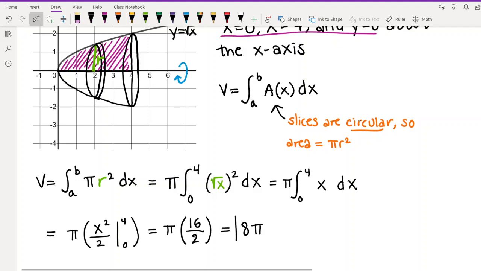Okay, so our answer is 8 pi. That is the volume. And if we were having units, they would be cubic units, right? We're talking about space. So just to summarize, what did we do here?